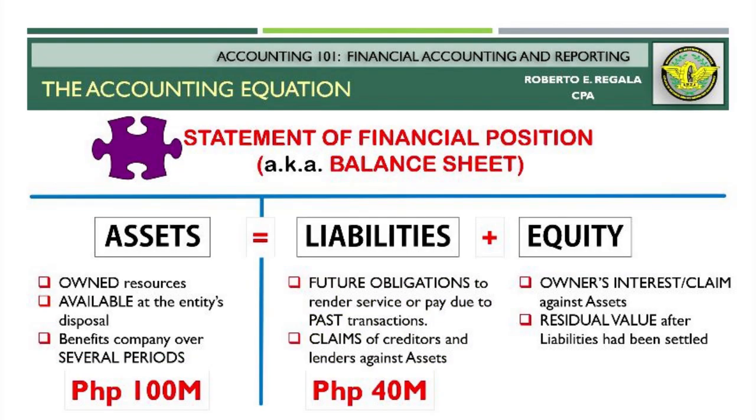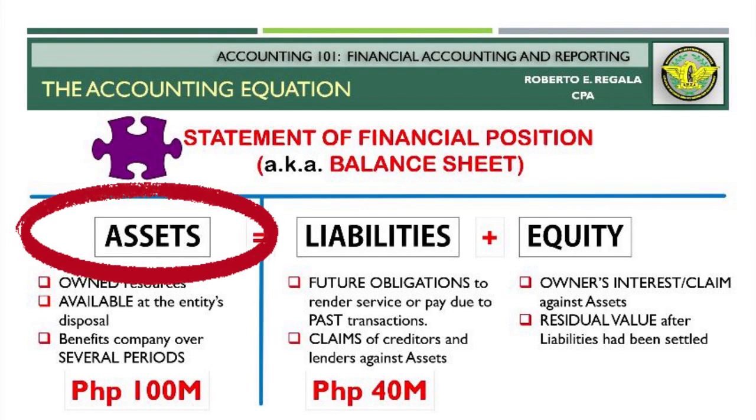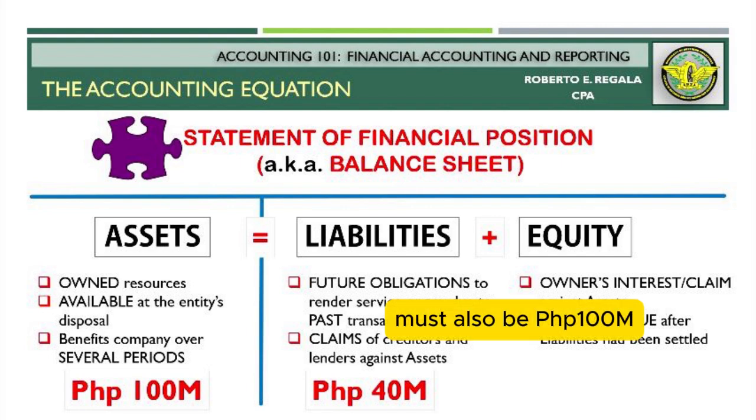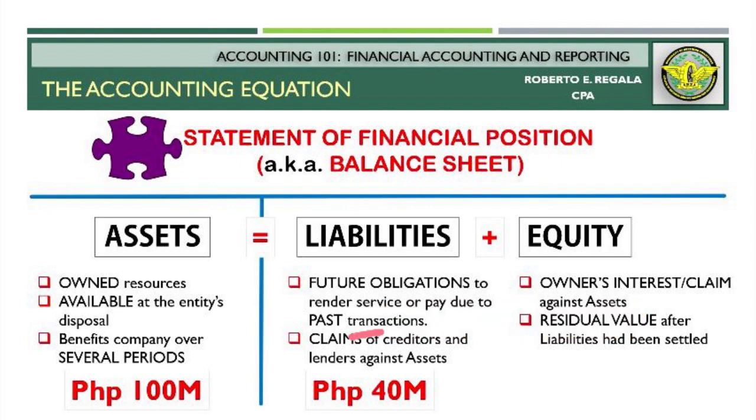The accounting equation dictates that assets must be equal to the sum of liabilities and equity. Since we know our assets is valued at 100 million and our liabilities at 40 million, we can easily determine how much the equity is. We have 100 million on the left of the equation. To maintain equality, the right side of the equation must also be 100 million. We already have 40 million in the form of liabilities. Therefore, the remaining 60 million must be the amount of our equity.